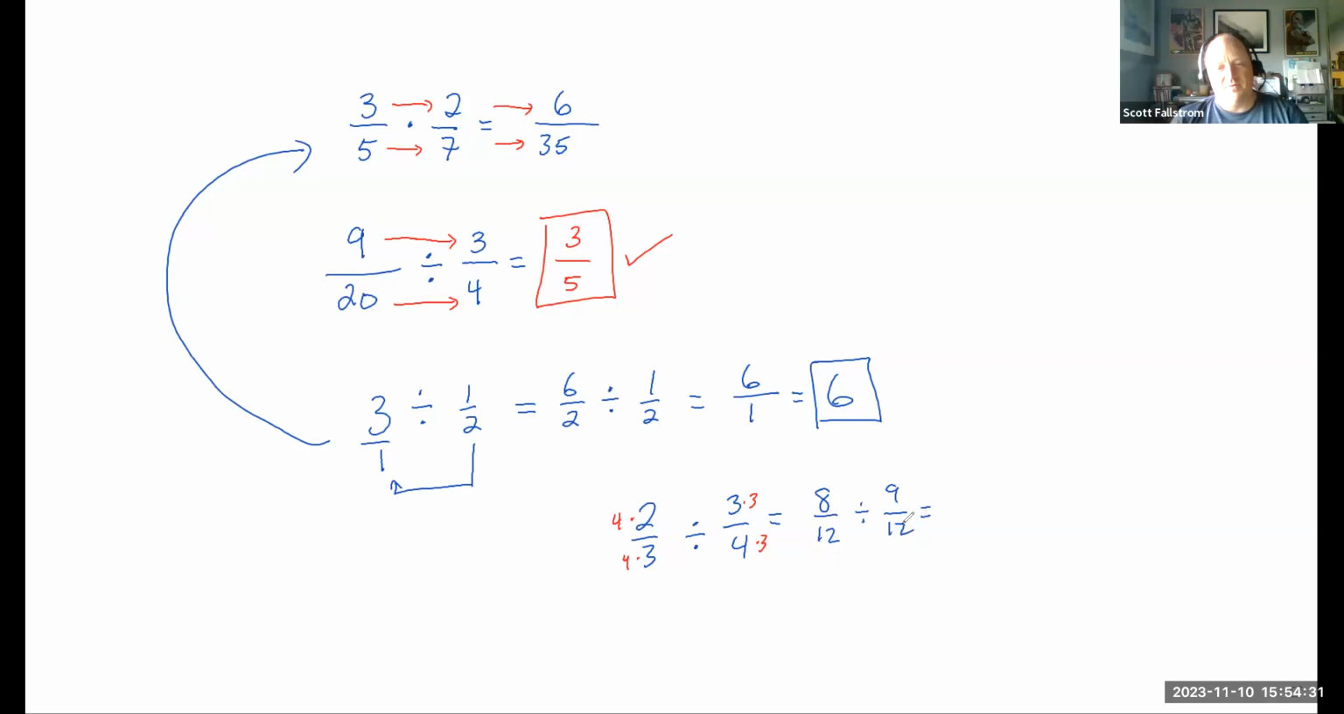So at the end of the day, I'm basically rewriting the problem so that I get something beautiful. 12 divided by 12 is always going to be 1. Now, the numerator would be 8 divided by 9, which I know some of you are saying, aha, it didn't work. Well, hold on. 8 divided by 9 is just 8/9.